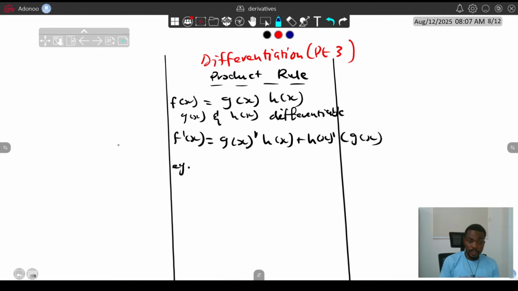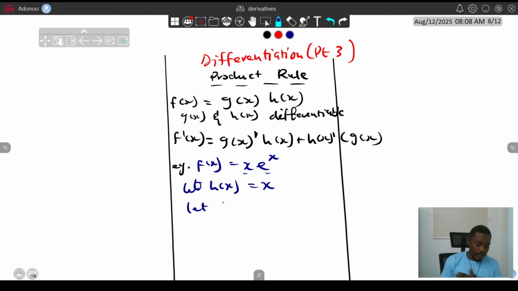Say we have a function like f of x equals x e raised to the power x. So clearly we can see that these are two functions multiplying each other. We have this, then we have this. Let h of x be equal to x, and then let g of x equal e raised to the power x.